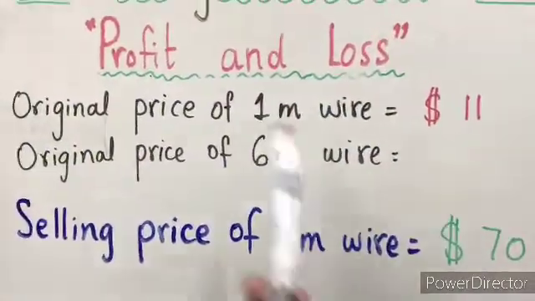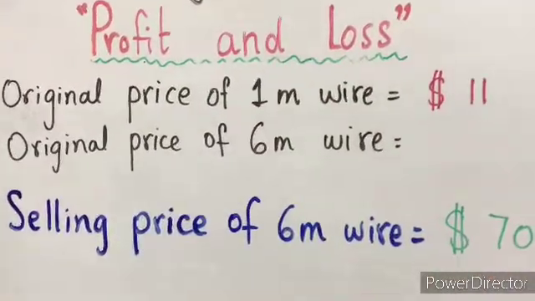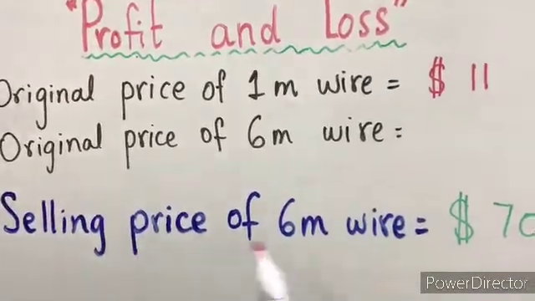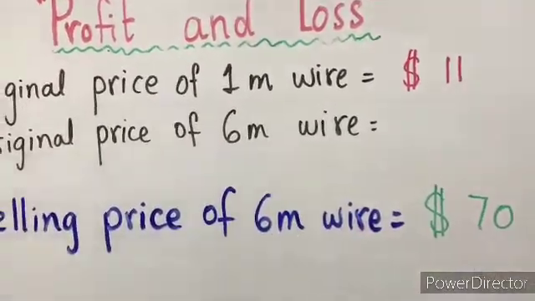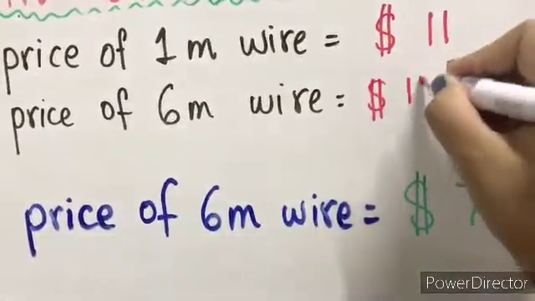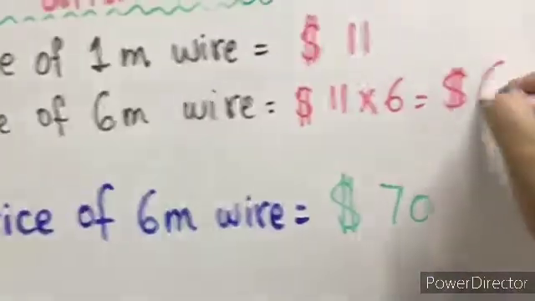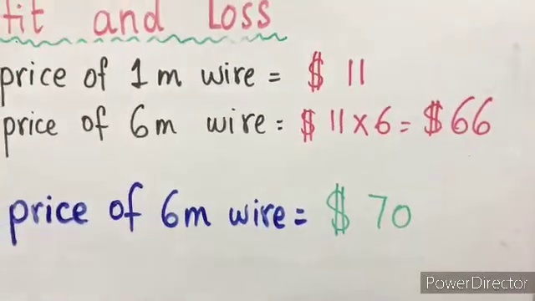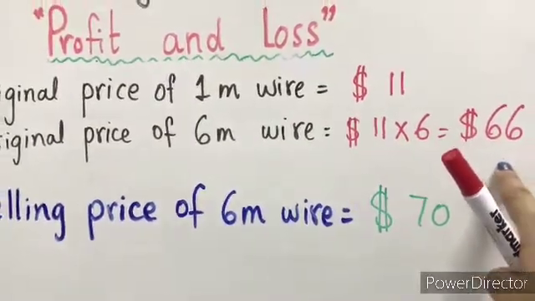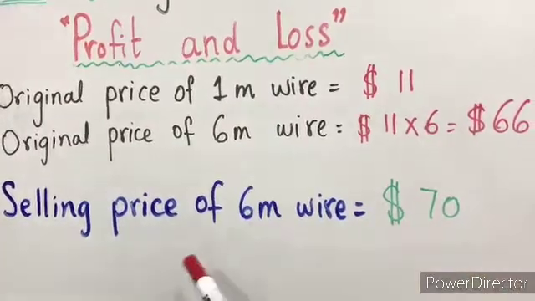So, as you know, original price of 1 meter wire is $11. Now you have to find out the original price of 6 meter wire. But you already know that selling price of 6 meter wire is $70. Now let's find out this thing. It will be $11. How much total length of the wire is? 6. So simple. $66. See? $66. The original price he bought the 6 meter wire is $66.